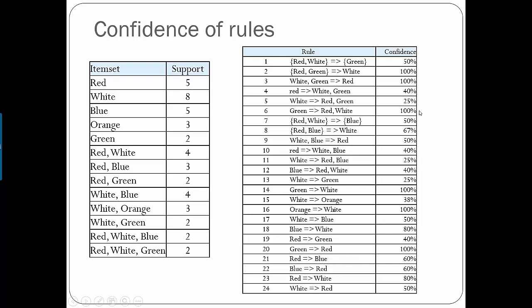So if the confidence threshold is set to some level, then if the rule doesn't satisfy the confidence level, you can throw out that rule. But here I have developed all the rules, and for each of them we have the confidence level.